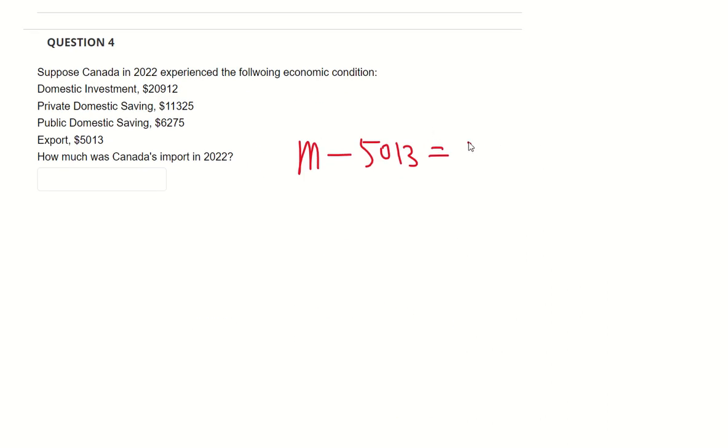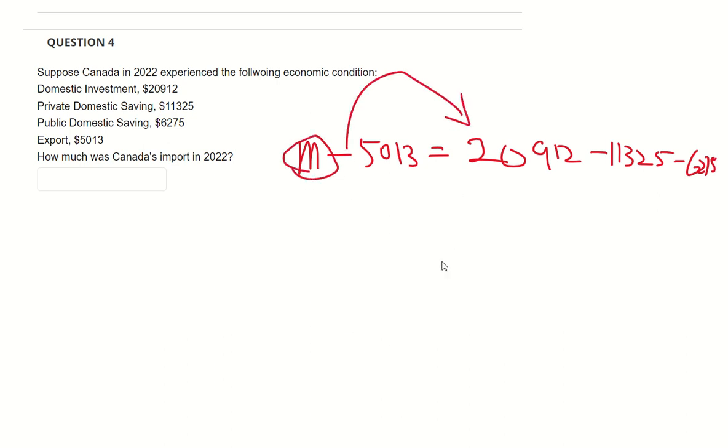So investment 20,912, minus your private saving 11,325, minus your public saving 6,275, and then just solve for M over here. Move this one over, and there'll be a plus 5013, and that'll be your answer for import.